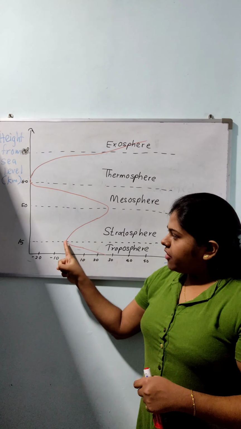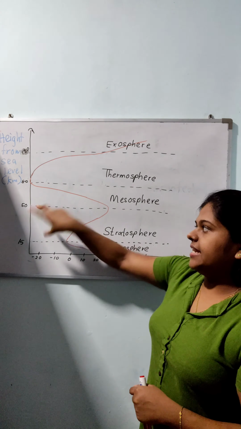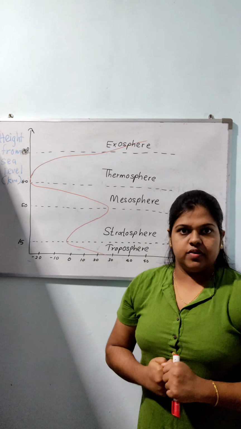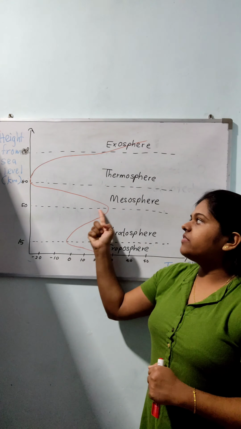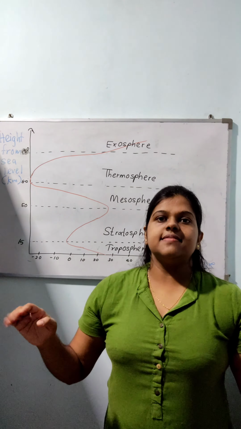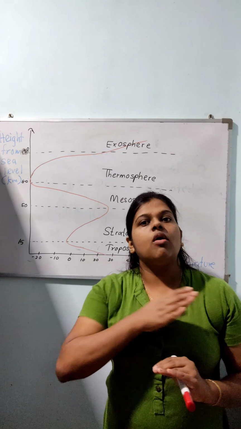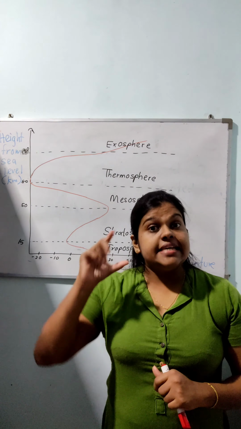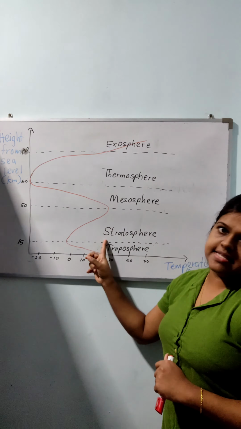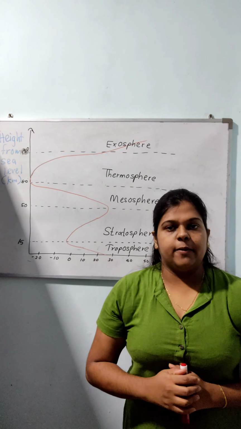From 15 kilometers to 50 kilometers, that area we call the stratosphere. In that layer, the temperature is gradually increasing. There are no turbulences or storms happening here. The wind is also blowing only in one direction. The jets are moving in this layer. So there is a very low amount of turbulence in this layer.